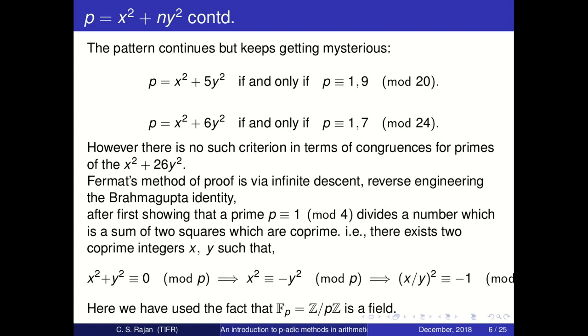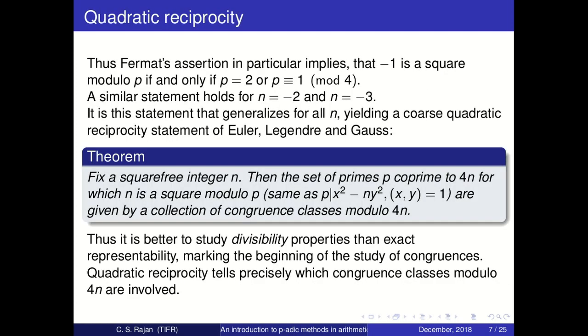And when x and y are coprime, y can be inverted mod p. That is an inverse by Euclid's algorithm. So you get x squared over y squared is congruent to minus 1 mod p. So minus 1 is a square. And here we have used the fact that the set of integers mod p, F_p, is a finite field.